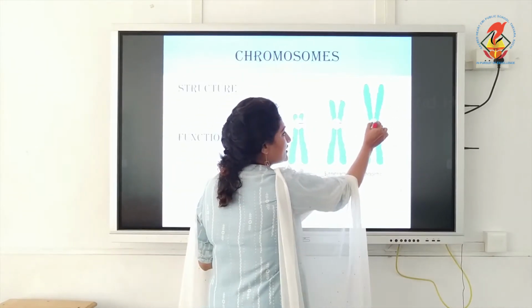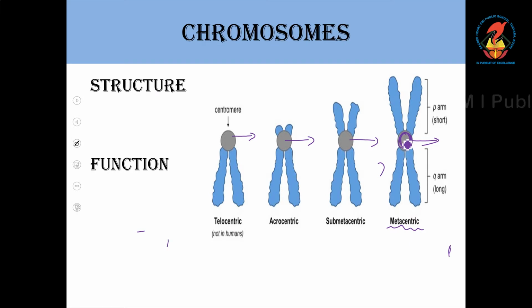Here in metacentric, where is the centromere located? In the middle of the chromosome. Whereas in submetacentric, it is located slightly away from the center. Acrocentric is somewhere close to the terminal end, and telocentric is at the terminal end. Because of its location, how are the arms, the size of the arms? When it is located at the center, it divides the chromosome into two equal arms. So this arm is equal and this arm is equal.